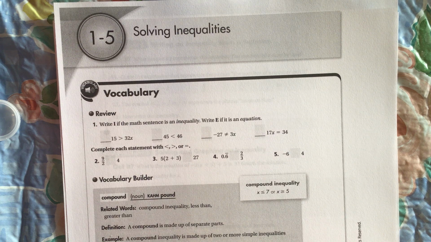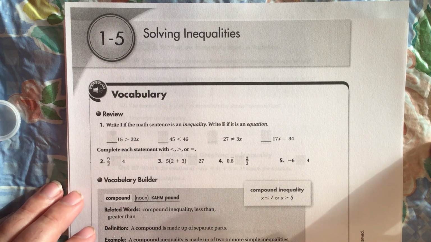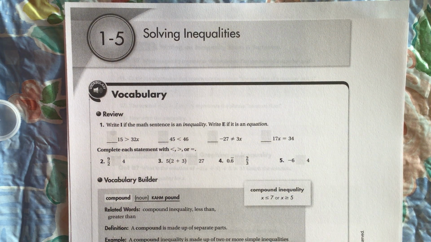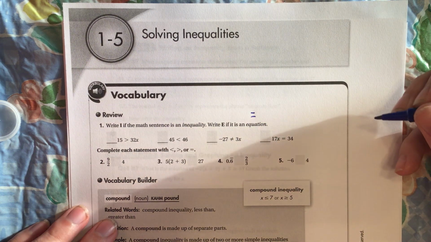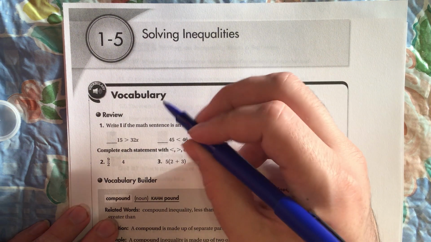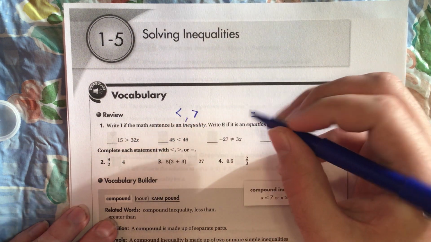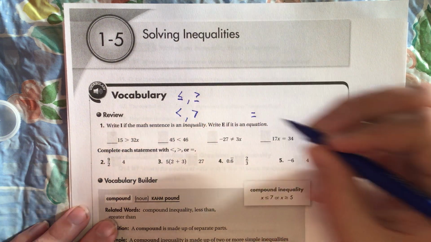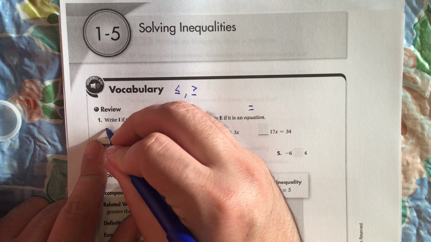All right, everyone. We are starting section 1.5, solving inequalities. So, first thing is review. Write an I next to the sentence if it's an inequality, or an E if it's an equation. Well, equation, you got the equal sign, and inequality were the symbols that kind of look like little alligators. Those less than, greater than, or less than or equal to, greater than or equal to. So, if I see the alligator, that is an inequality.